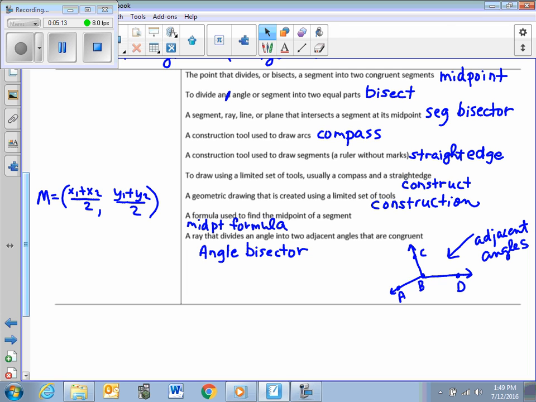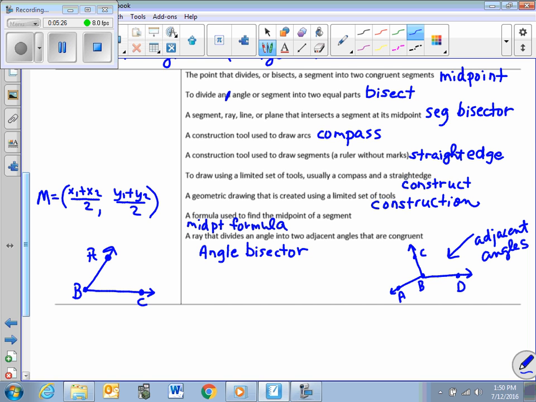A ray that divides an angle into two adjacent angles that are congruent. So if this is A, B, C, and if I have a ray here, let's call that point D. If ray BD is an angle bisector, then that means that angle ABD is congruent to angle DBC. So if I have that drawing there, based on these markings, I know that ray BD is an angle bisector.